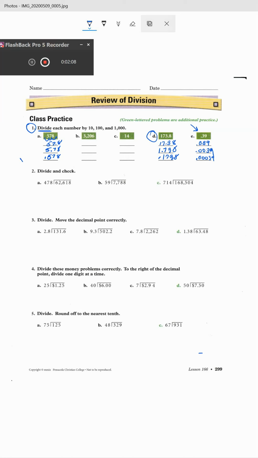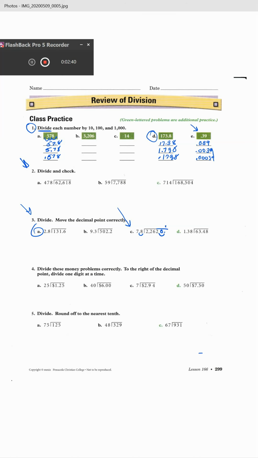All right, number 2, this is just normal dividing. Number 3, we have to move the decimal over first. Let me do A with you. Actually, I'll do C with you because that one's a little trickier, only because you're moving this decimal over once. The decimal's already here in the dividend. So you move it over once. So you're actually adding.